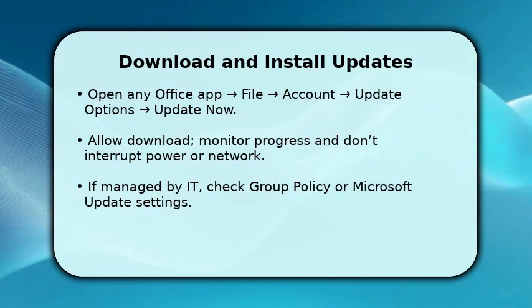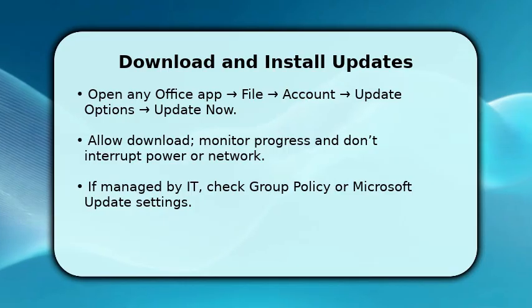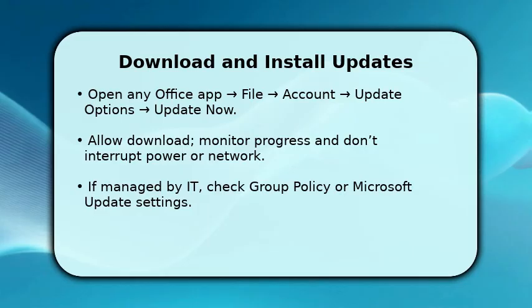You'll now trigger the update from within Office. Open Word or Excel, go to File, right arrow Account, then choose Update Options and select Update Now. This checks Microsoft servers and downloads available patches.